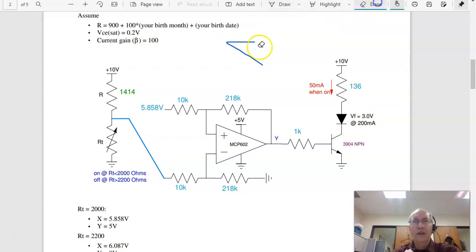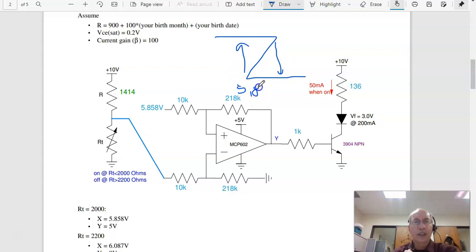I think it looks like this. So it turns on at 5.8 volts, turns off at 6.08. When it turns on at a lower voltage, connect to the minus input.